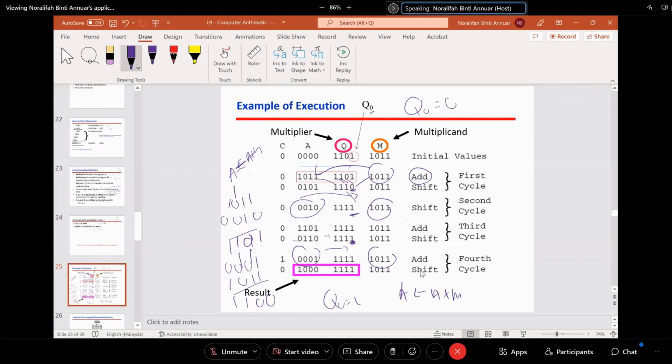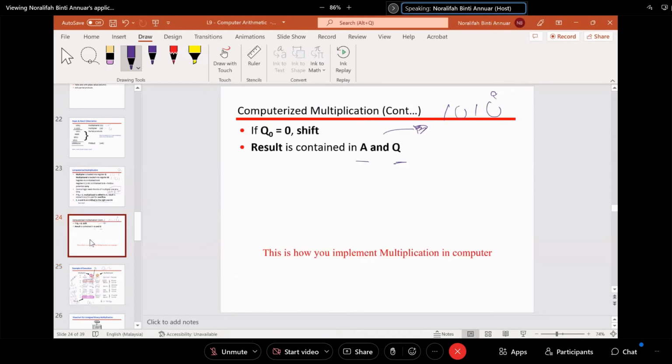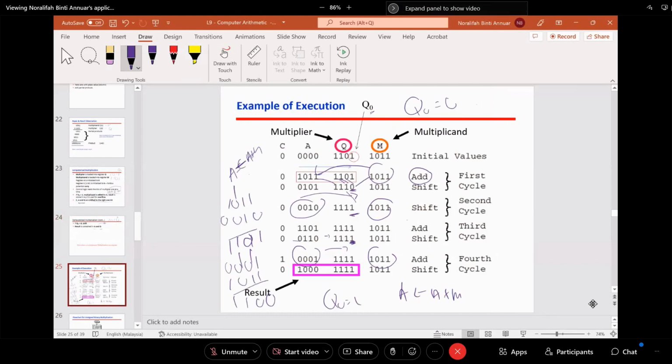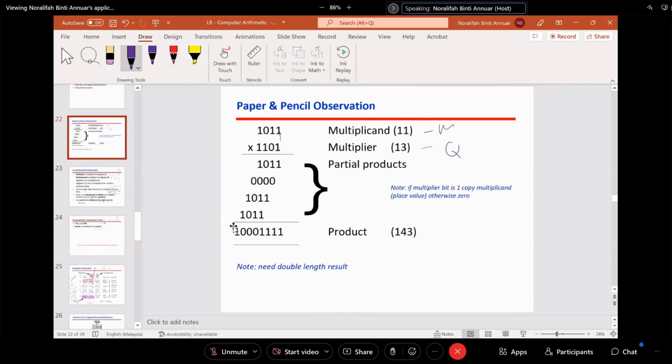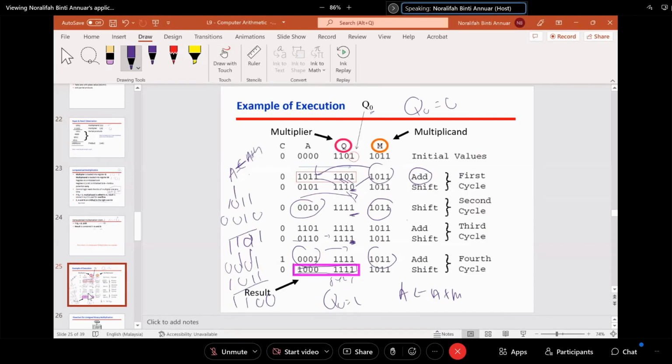Since it is only the fourth cycle, the final answer has 4 digits in A and 4 in Q. Where is the final answer? The result is contained in A and Q. So this is the result. If you add 1, 2, 4, 8, how much does it become? It becomes 143. So you get this result, the same as this. Can you understand, guys?